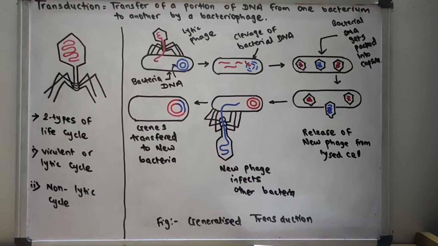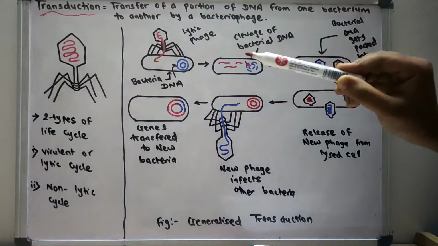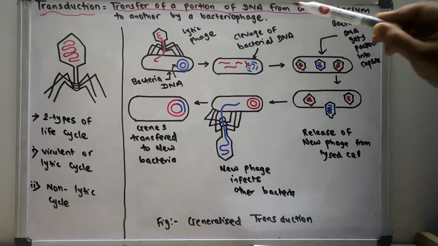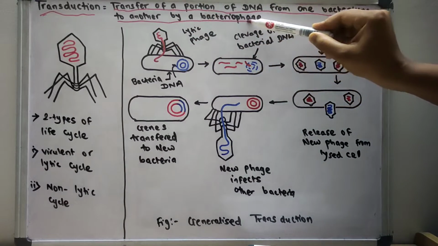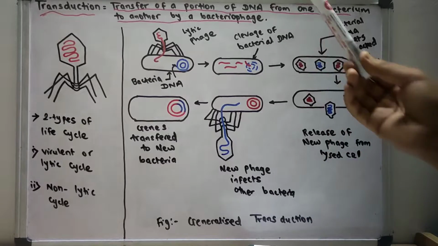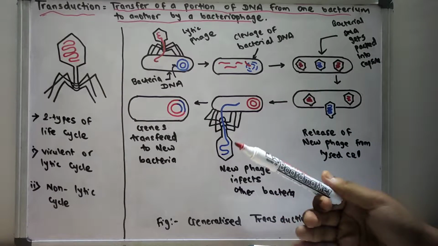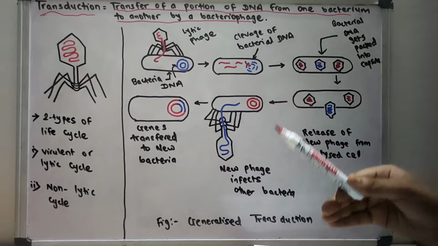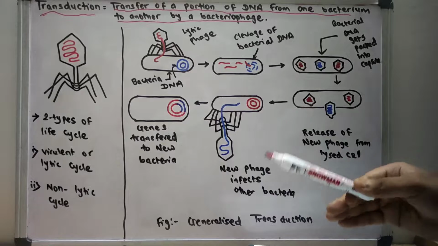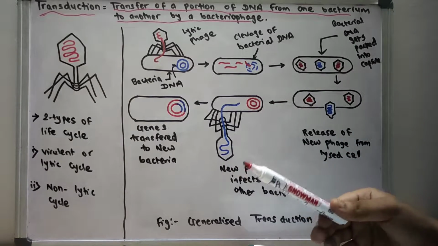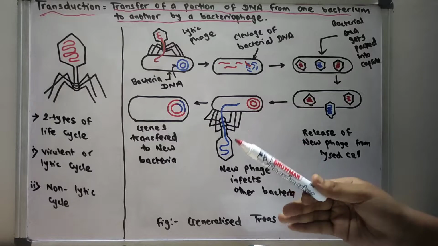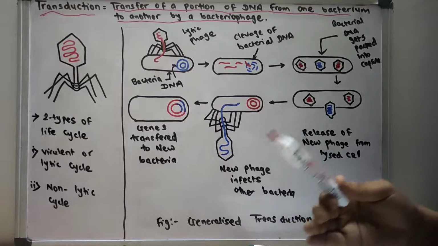Now let us move towards another topic in bacterial genetics, that is transduction. Transduction is the transfer of a portion of DNA from one bacterium to another bacterium by the bacteriophage. A bacteriophage is a virus, and in transduction there are mainly two types: generalized transduction and specialized transduction. Generalized transduction occurs due to a packaging error, whereas specialized transduction is an excision event.